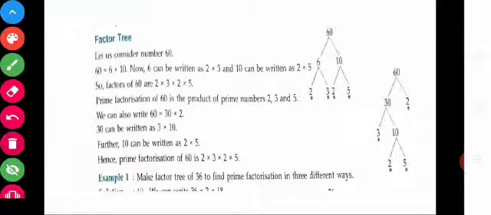Okay children, do by yourself. Make a factor tree of 36 to find prime factorization in 3 different ways. Shall we move on to the exercise?